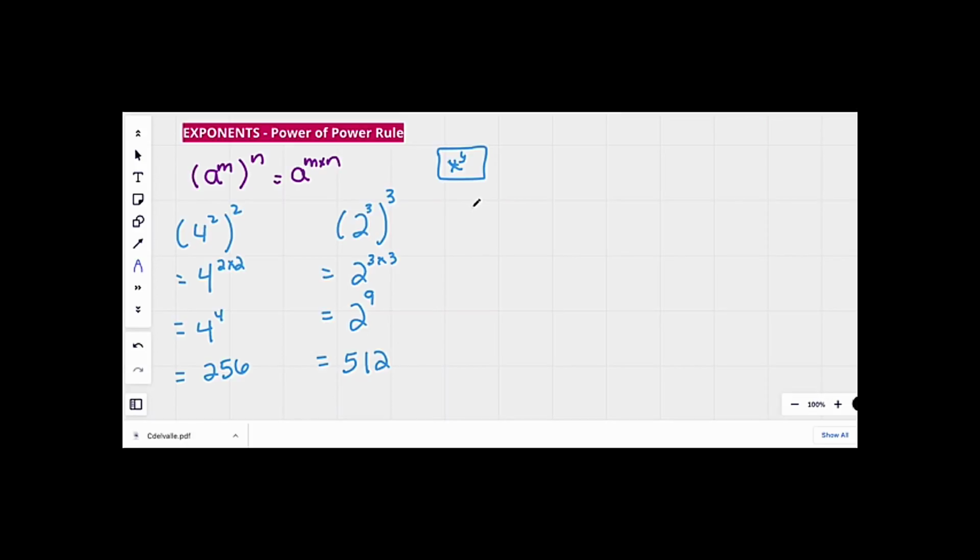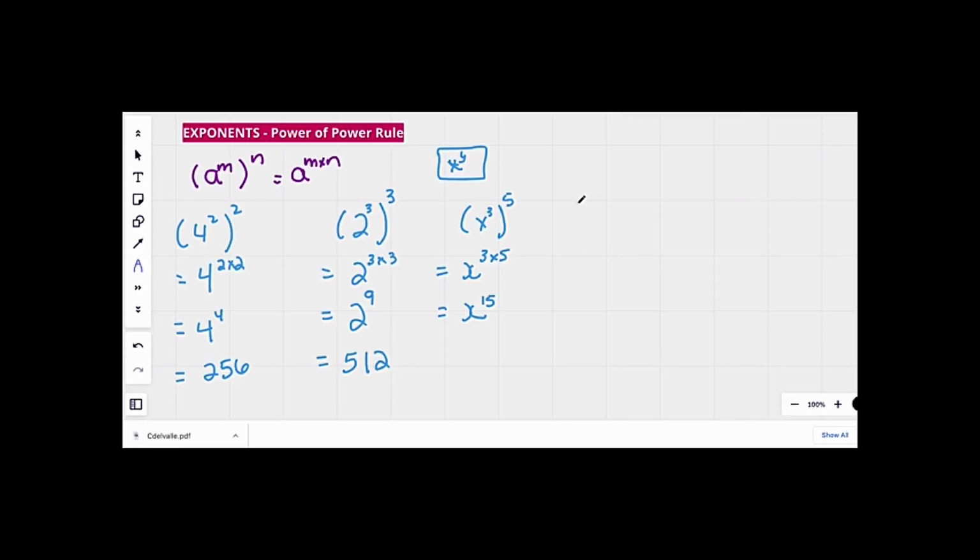Okay, what about when we're working with algebra? What if we had something like x to the power of 3 and all that to the power of 5? Well, nothing changes. Our base is still going to be x, and our exponents are going to be multiplied to each other. So 3 times 5. So this becomes x to the power of 15.